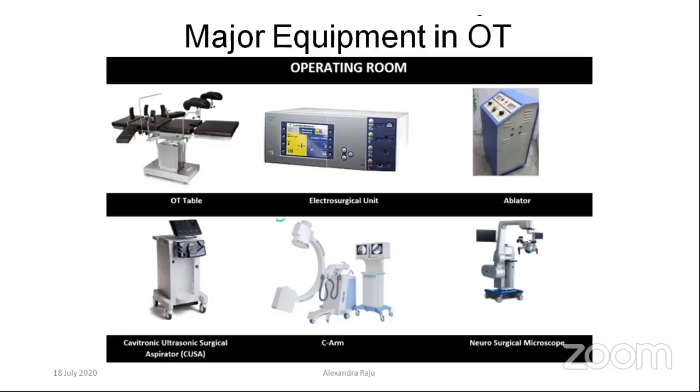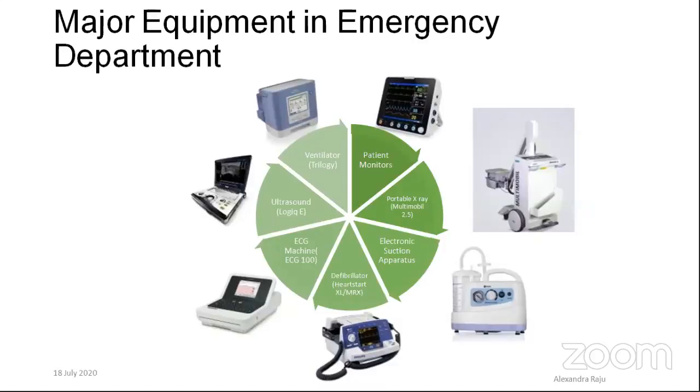And next is the C-arm, which is used in operation theater, which uses again the X-ray. And then there's a neurosurgical microscope, the high precision microscope. So next slide. This is all about the major equipment available. There are several equipments available for various surgery procedures, but I have shown you all the important equipments that are available. So the next is the major equipment that is available in the emergency department.